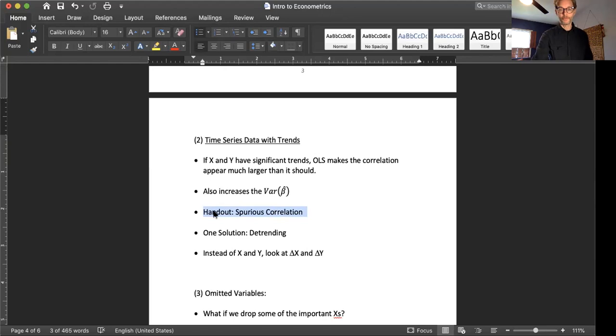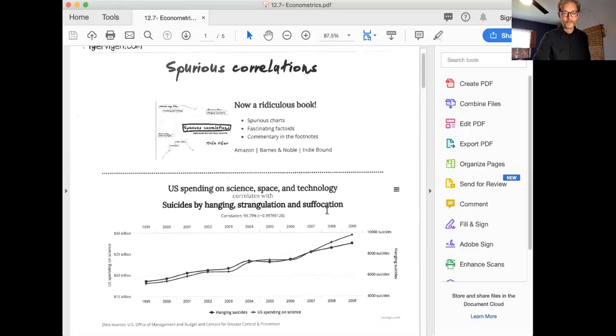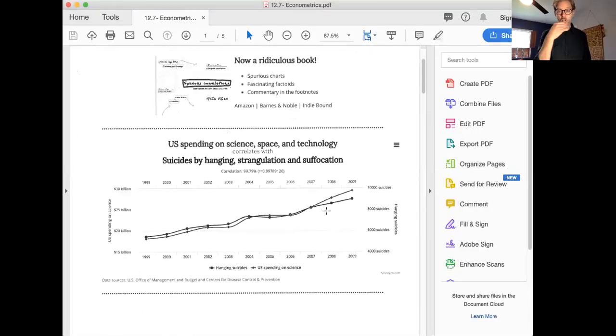They just might be examples of what we call spurious correlation. So one of the handouts I gave you is on spurious correlation. Here it is. There's this website that has basically found all these crazy examples of spurious correlation.